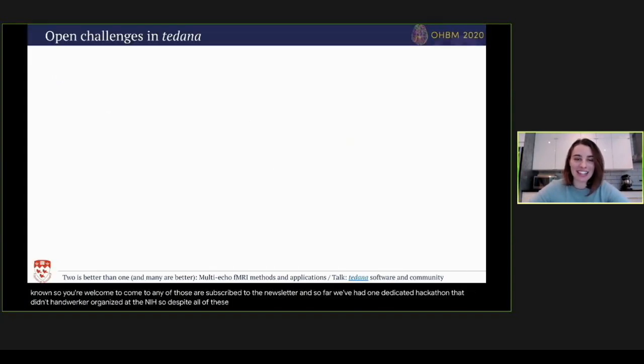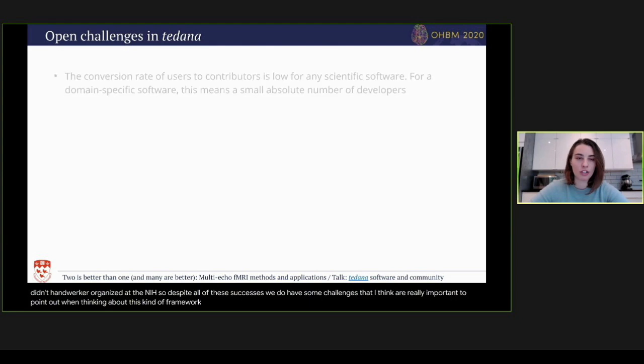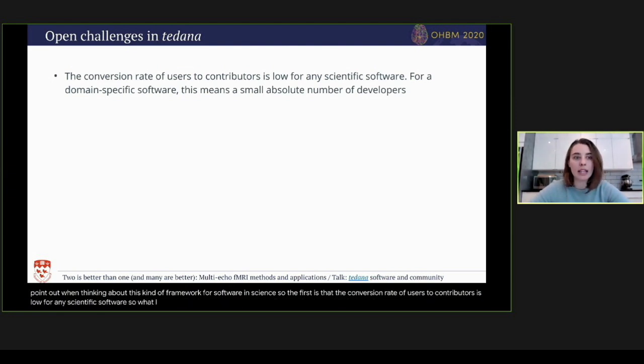So despite all of these successes, we do have some challenges that I think are really important to point out when thinking about this kind of framework for software in science. The first is that the conversion rate of users to contributors is low for any scientific software. What I mean by that is that as you make a method available, people will use that method, but the number of people who will have something they're interested in feeding back or changing will be low. And as we're relatively domain specific, we're not only fMRI, we're multi-echo fMRI and one particular approach therein. Currently, this has translated to a small absolute number of developers, which means that, for any given developer, it's still a decent amount of work.